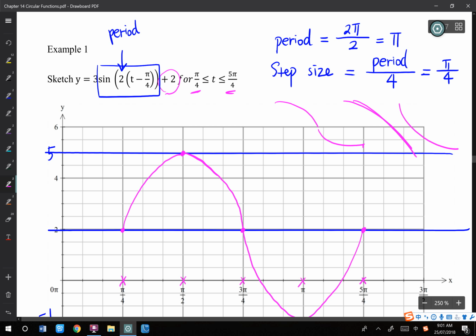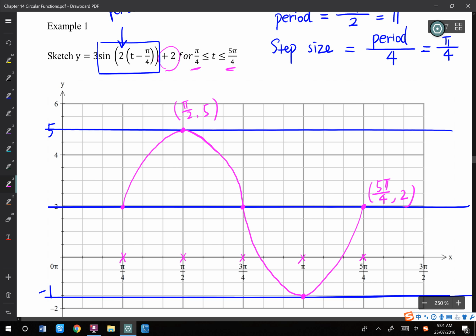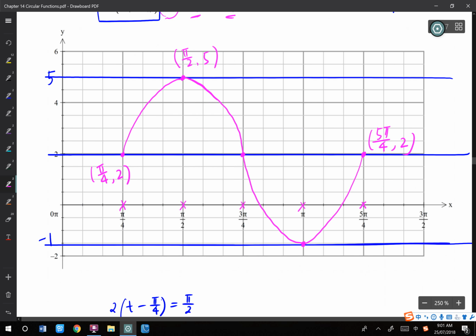Okay, and I know this point is 5 pi over 4 comma 2. This max is pi on 2 comma 5. That's the point you start. And the end point is pi on 2 comma 2 as well. And you label the minimum. That's pi negative 1. Okay, I have completed the graph.